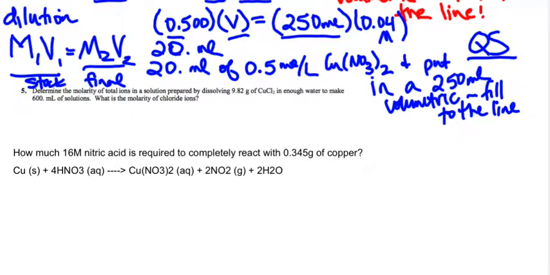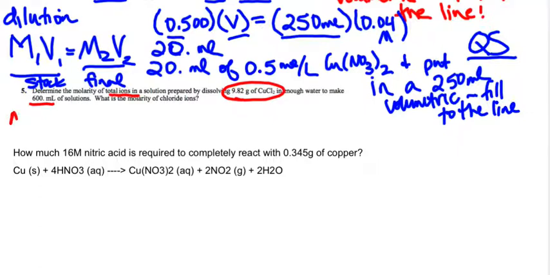You can't just give me the volume or the mass. I'll be like, what do I do with that volume or mass? I want details. All right, this is a good little problem. It says, determine the molarity of total ions in a solution prepared by dissolving that many grams of copper(II) chloride in enough water to make 600 mL of solution. Don't freak out when you see problems like this. First thing I want you to do is just find the molarity of the copper(II) chloride first. Then we'll deal with ions in a minute.